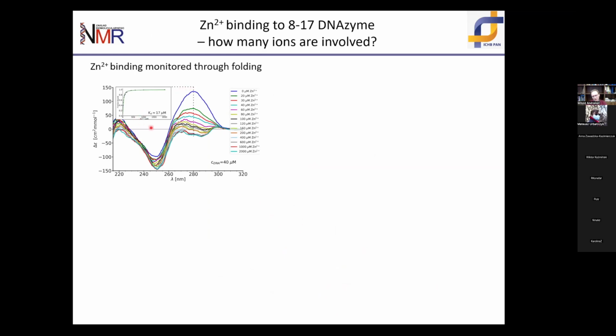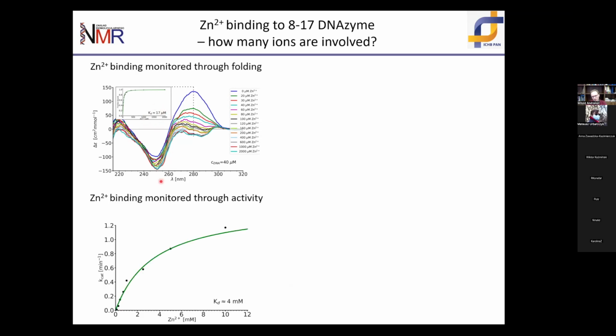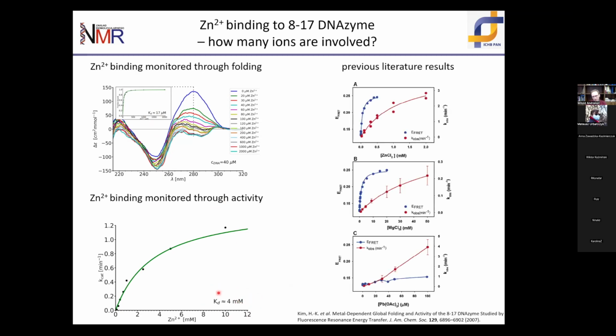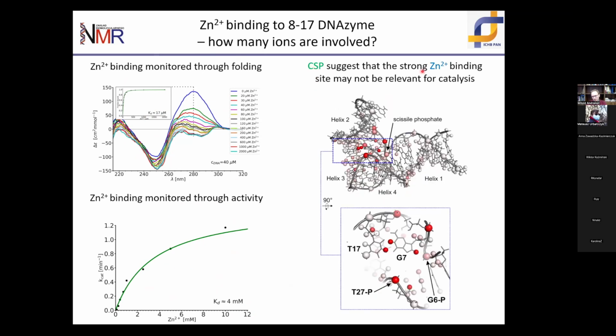Because the metal binding, the zinc binding that structures the DNA enzyme, this is a micromolar site, while if you monitor zinc binding by activity, you actually always get a millimolar affinity. And we were not the first people who observed it. There was one paper in 2007 that showed the same, but somehow it was never followed up after. But it seems like there might be more than one metal binding site in this system, one related to the structural effect and one related to actually activating the DNA enzyme. And this actually somehow explains our CSP results, that we don't see any CSP on the phosphate, because actually we observe the binding to the strong structural site.